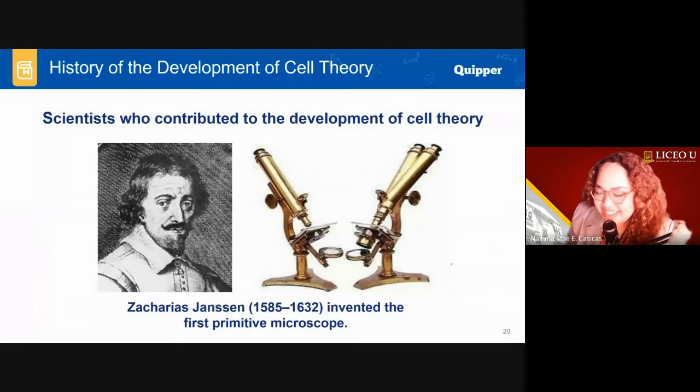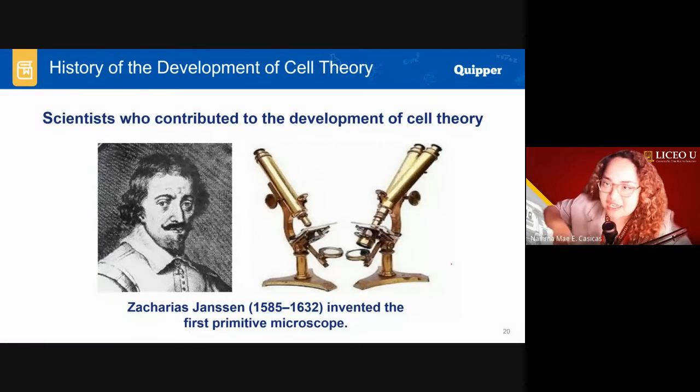So let us begin with Zacharias Janssen. It is believed that he invented the first primitive microscope, but it was later discovered that even before Zacharias Janssen, there were already primitive microscopes. The thing about Zacharias Janssen was that he was the one who popularized the use of the primitive microscope. It was during the 15 to early 1600s.